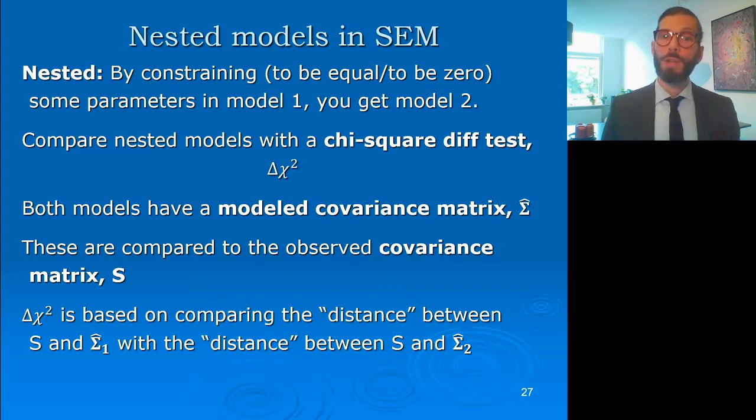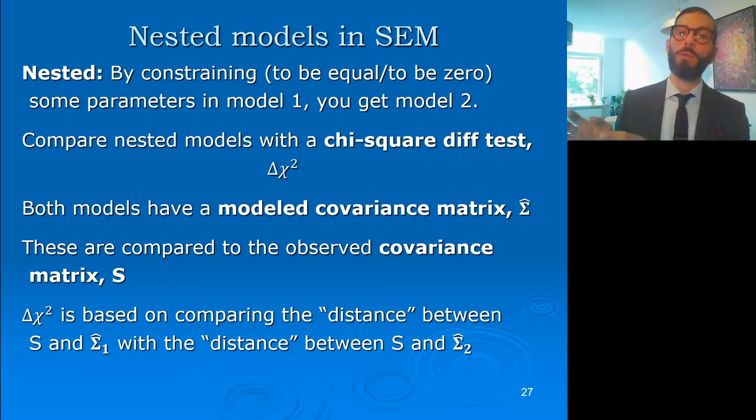To understand this delta chi-square test, it's useful to remember from a previous lecture that both of these models have a model-implied covariance matrix, which we can call sigma hat, and these are compared to the observed covariance matrix in the data, which we can call S. Now, delta chi-square is based on a comparison of the distance between the sample covariance matrix S and the model-implied covariance matrix for model 1, with the distance between the sample covariance matrix and the model-implied covariance matrix for model 2.